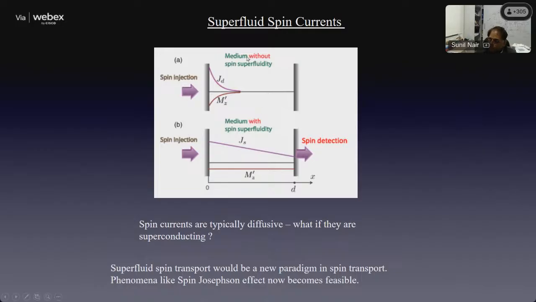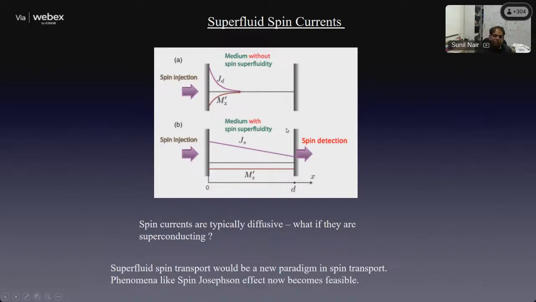So in a normal system, this kind of system which I have talked about so far, you inject a spin and it will die down like this. And so this is the standard medium. But if I have a system which has spin superfluidity, I inject a spin, it will live over a much longer distance, and then you can detect it out.